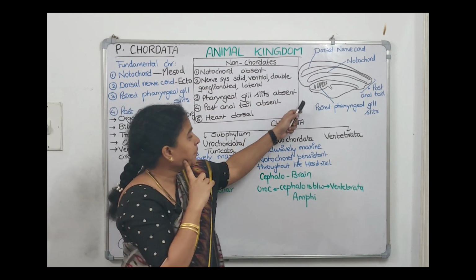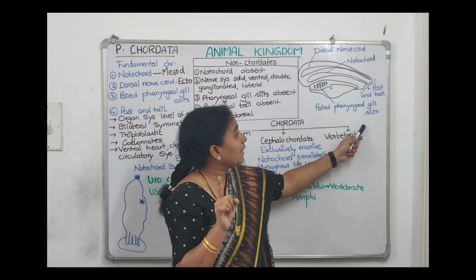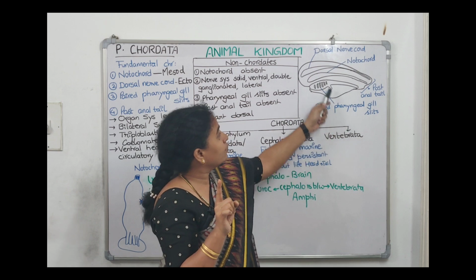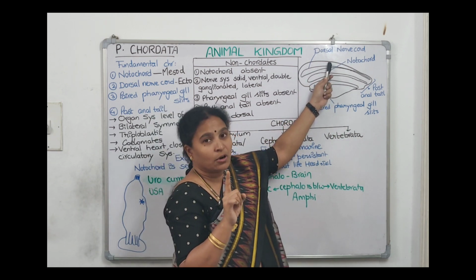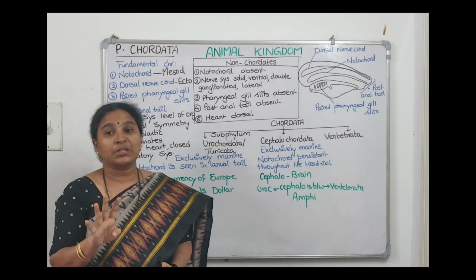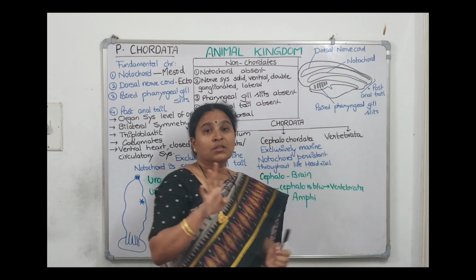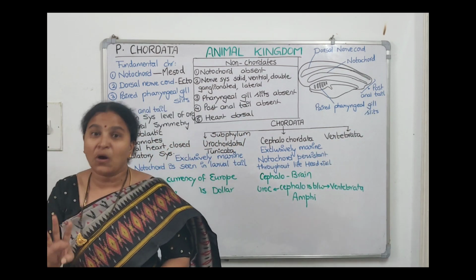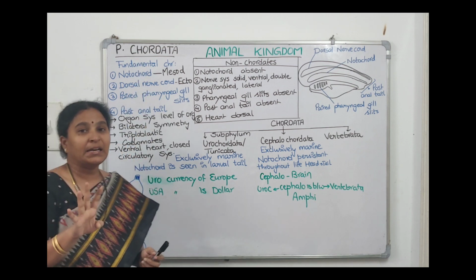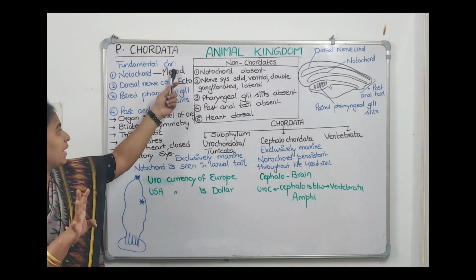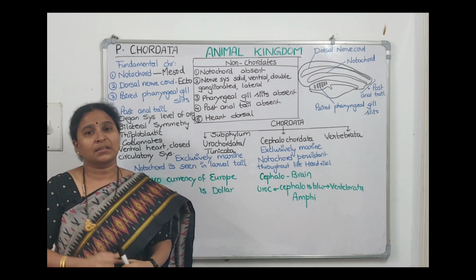So here is a diagram. You can see these are the paired pharyngeal gill slits. That's one chordate character. Second one is it should have a notochord. And third one is it should have a dorsal nerve cord. And the fourth character is the presence of a post-anal tail. Here you can see it has a post-anal tail. So these are the four typical chordate characters. You can see them in the diagram also, and the NCERT also says that, right?